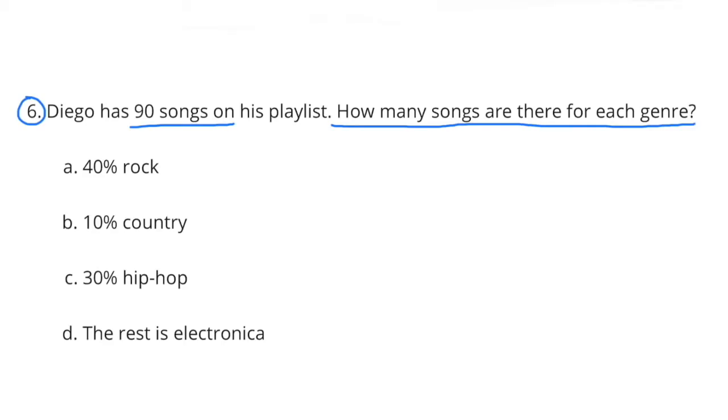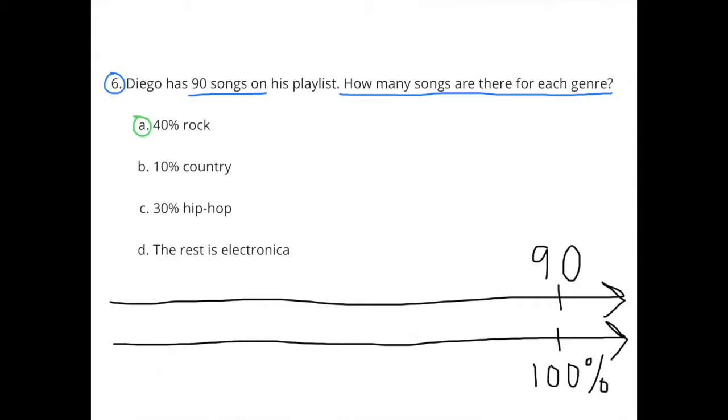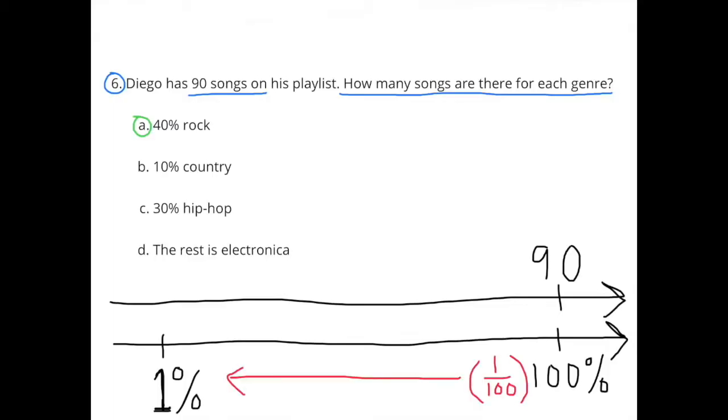Number 6. Diego has 90 songs on his playlist. How many songs are there for each genre? A. 40% rock. I made a double number line with 90 songs represented directly above 100%. Next, go ahead and turn that 100% into 1%.